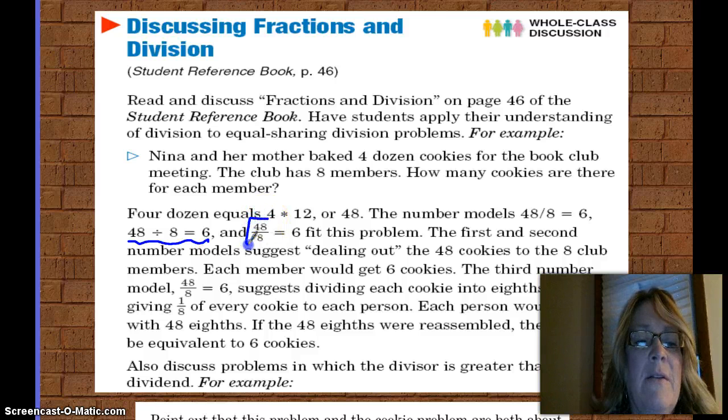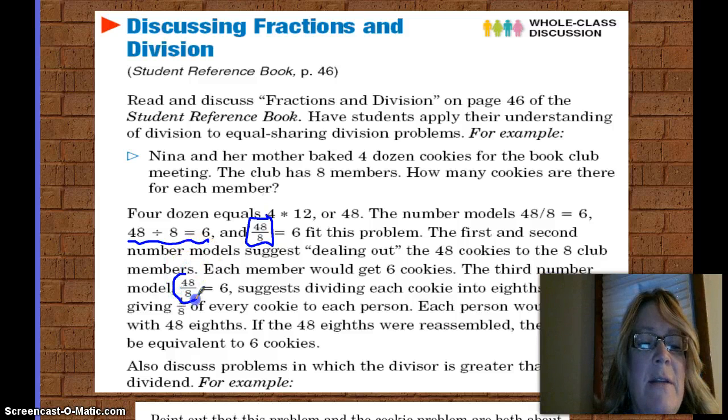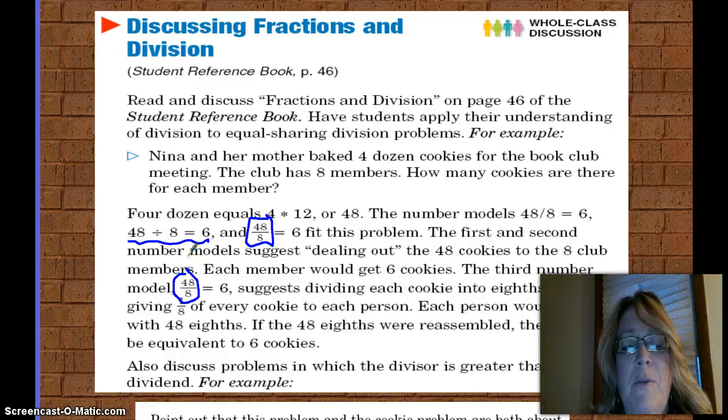Or it can be written as 48 eighths equals 6. The first and second number models suggest you're dealing out the 48 cookies to the 8 club members. Each member would get 6 cookies. The third number model, 48 eighths equals 6, suggests dividing each cookie into eighths and giving 1/8 of every cookie to each person. Each person would end up with 48 eighths. If the 48 eighths were reassembled, they would be equivalent to 6.